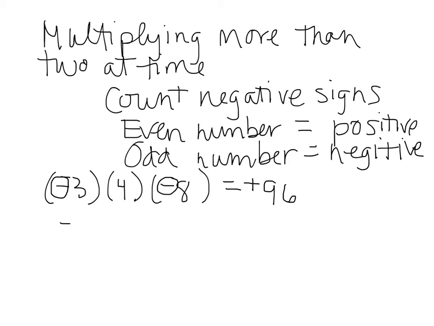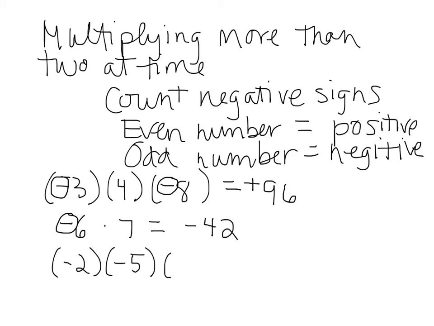When we were starting the homework, some kids, when we went back to the easy ones, like -6 times 7, were like, uh-oh, what's the sign of that? Well, how many negatives are there? There's one negative. 1 is an odd number, therefore this is going to be a negative answer. It is -42. If I say -2 times -5 times -3 times 6, I have 1, 2, 3 negatives. 3 is an odd number, therefore this answer is going to be negative, and it is -180 if you actually do the math.